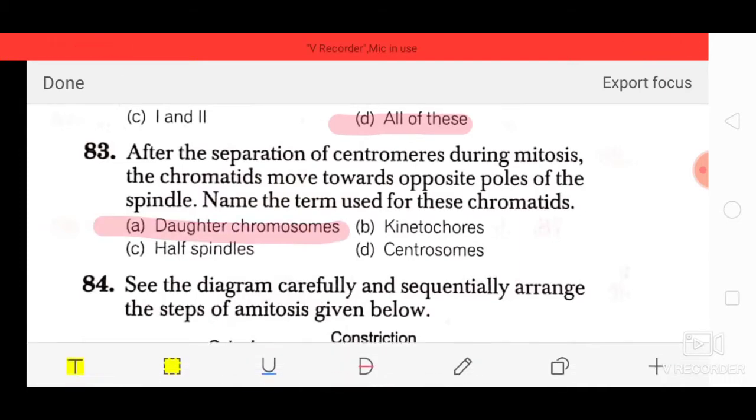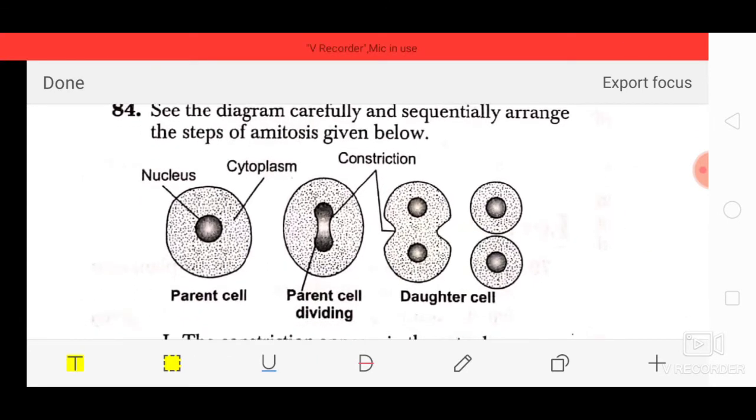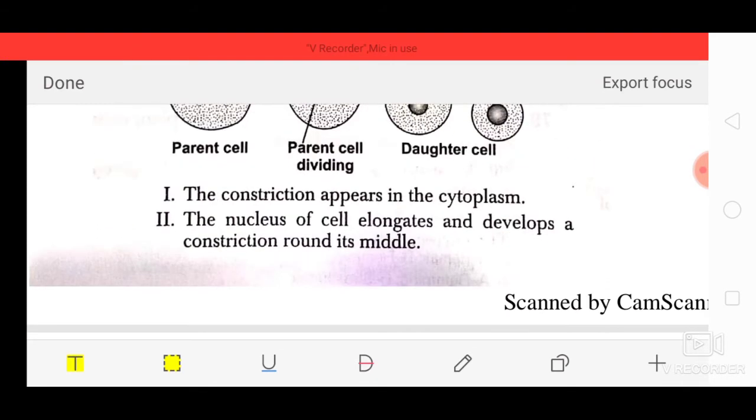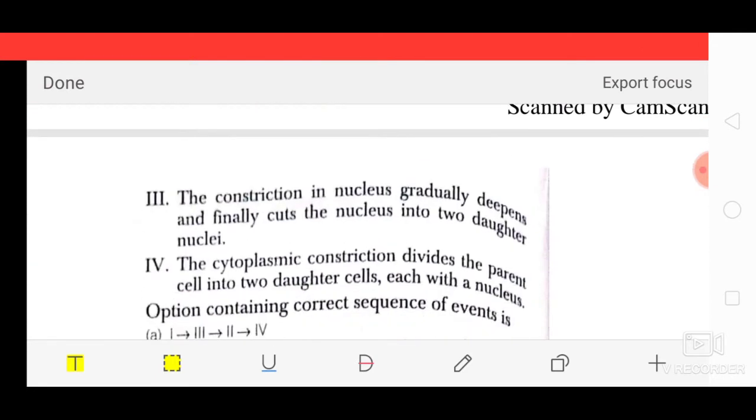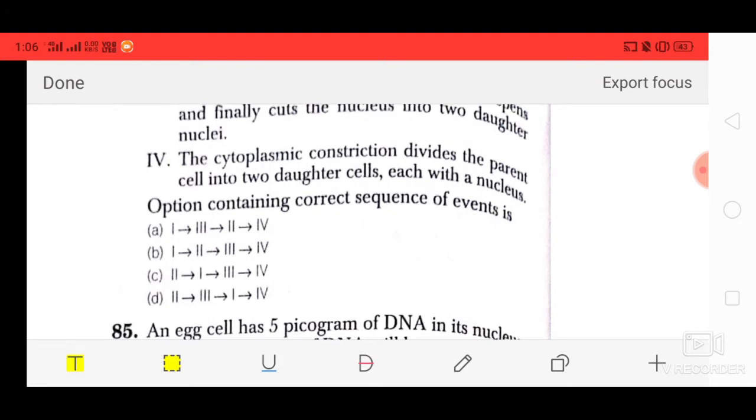Next is see the diagram carefully and sequentially arrange the steps of mitosis given below. First is parent cell dividing into daughter cells. And the statements are: first, the constriction appears in the cytoplasm. Second, the nucleus of the cell elongates and develops a constriction around its middle. Third, the constriction in the nucleus gradually deepens and finally cuts the nucleus into two daughter cell nuclei. Fourth, the cytoplasmic constriction divides the parent cell into two daughter cells, each with a nucleus. And the correct arrangement is option number D, that is second statement, then third, fifth, first and fifth, fourth.